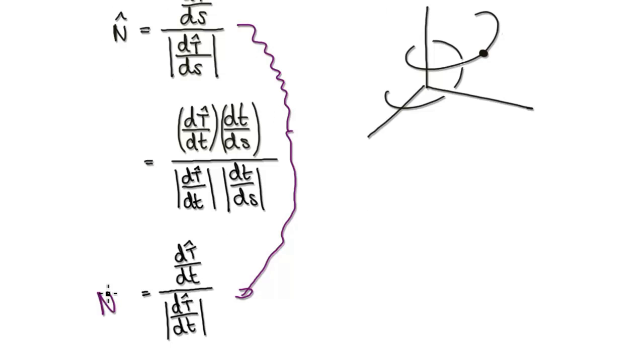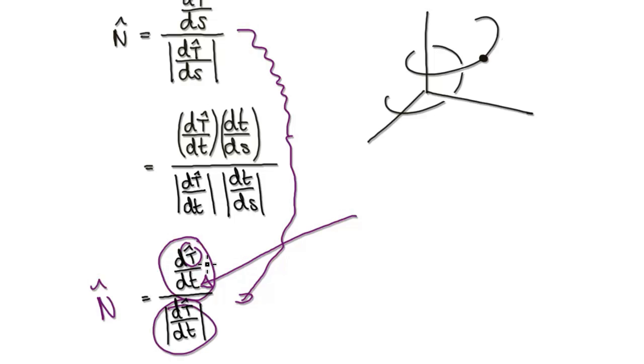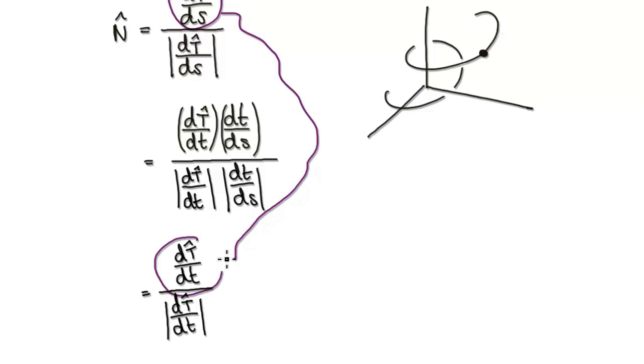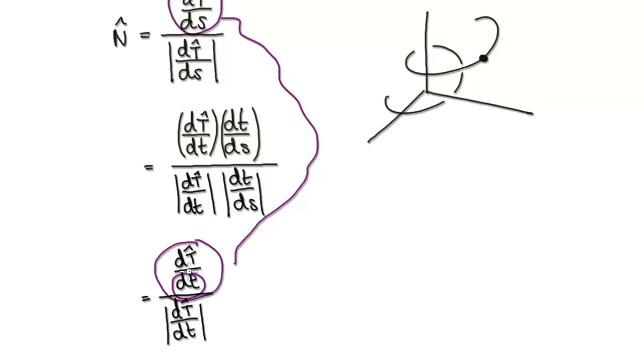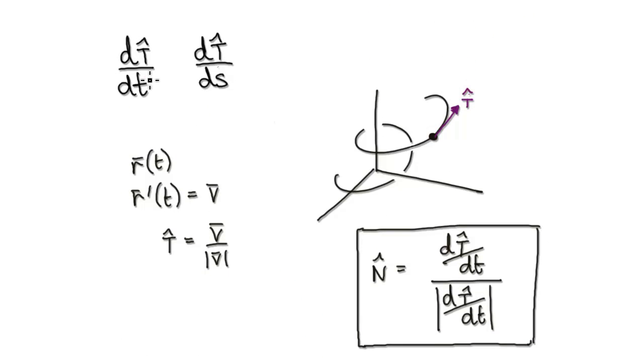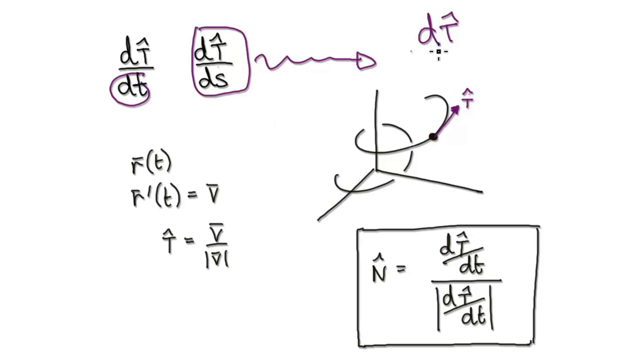So the unit normal is really us differentiating the unit tangent with respect to t. Now it's with respect to t, and then you divide it by its magnitude. We started out with ds, but with a bit of manipulation, it boils down to us differentiating with respect to time. So going back to the start of the video, when you differentiate this, a bit of manipulation, and it really boils down to us differentiating this with respect to t. That's why it's the same as this.